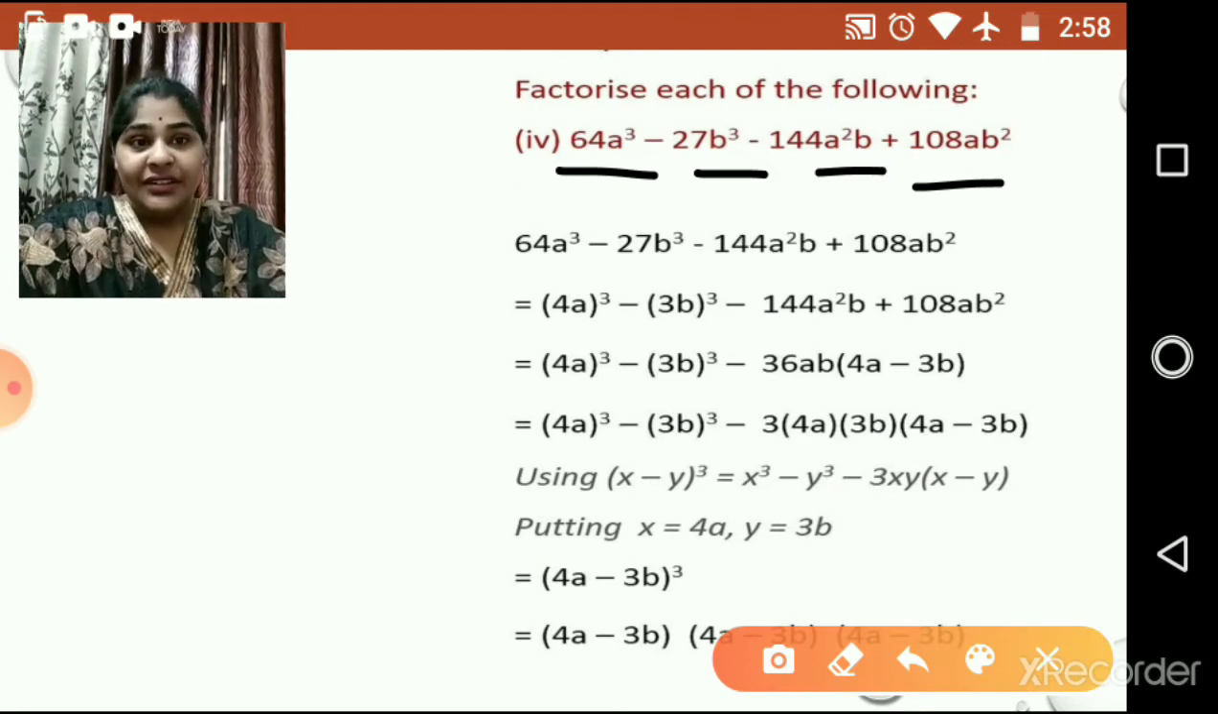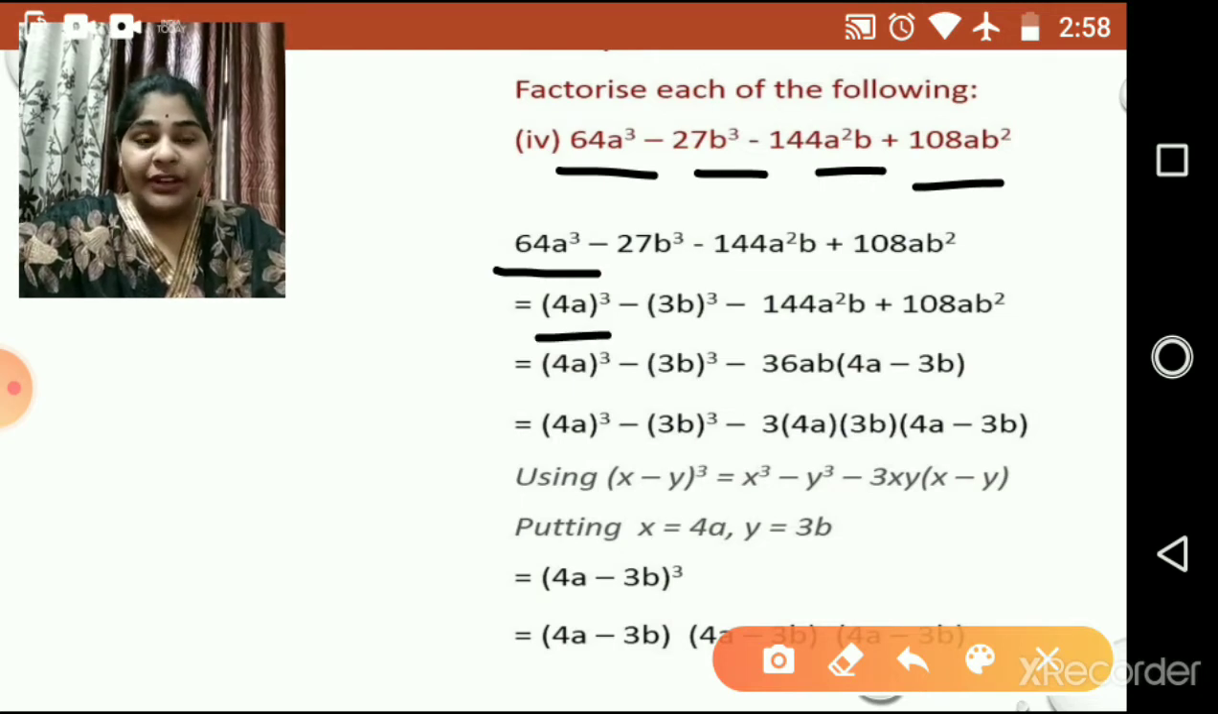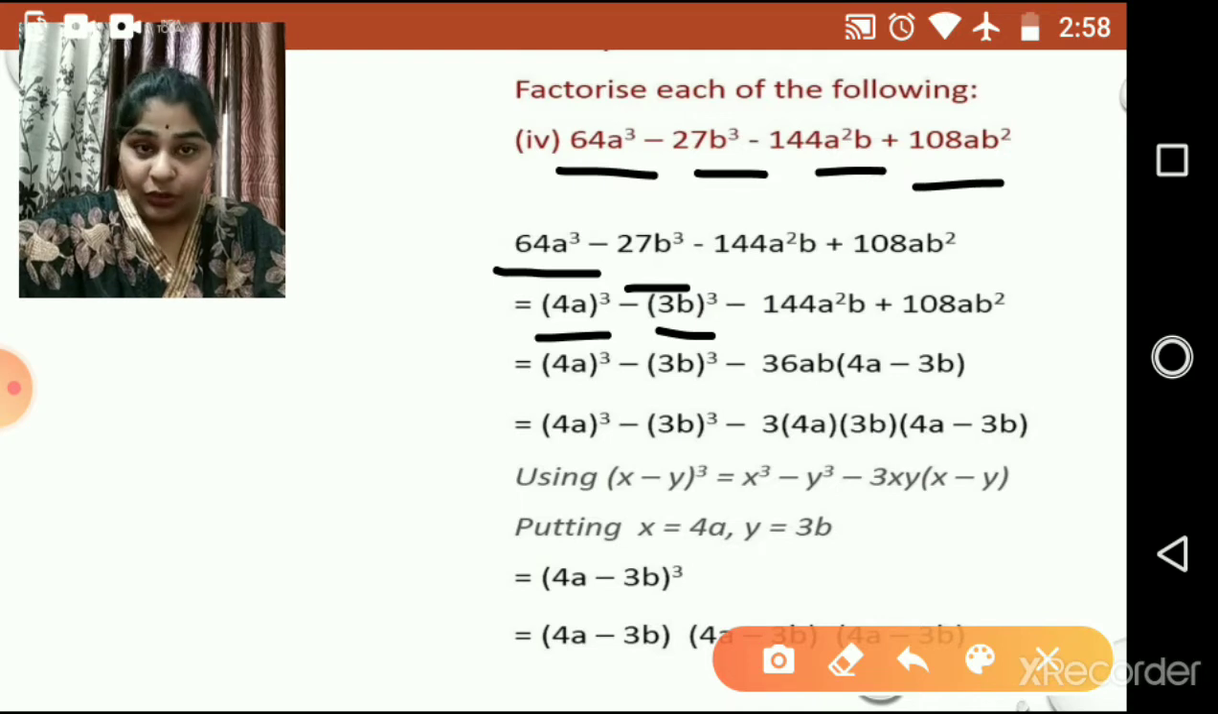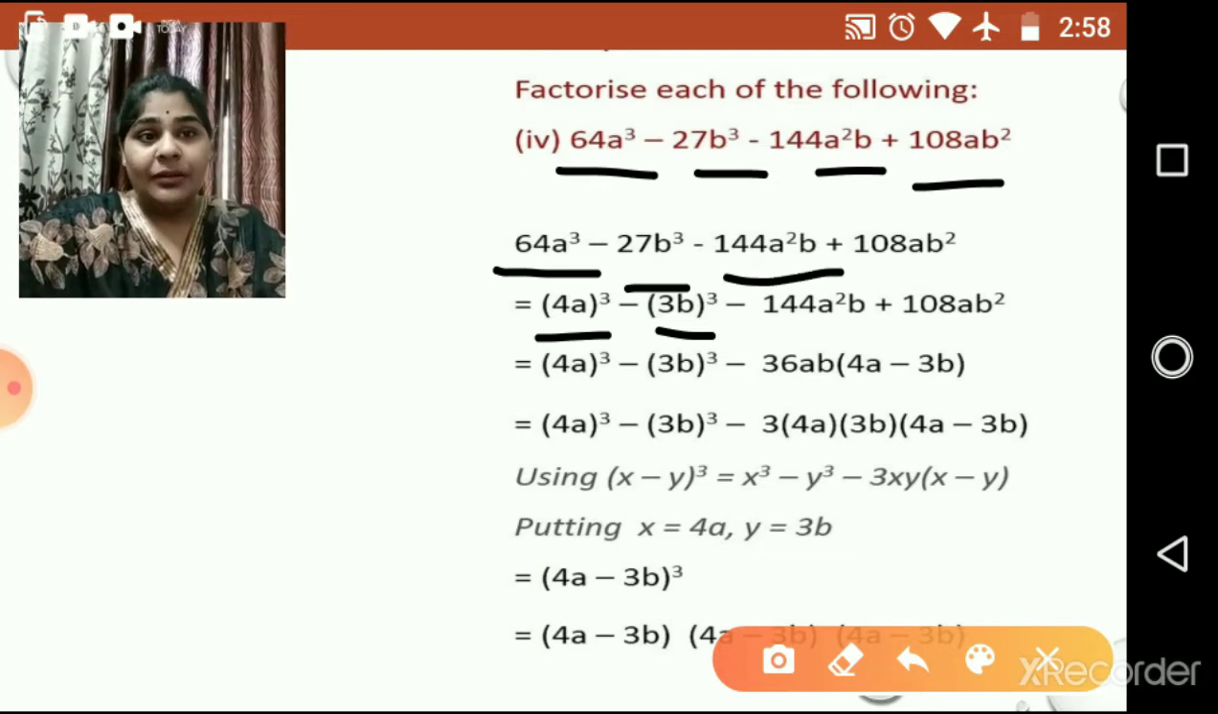So if you see here, it is 64a cube, which is written as (4a) whole cube, because I know 4 into 4 into 4, 4 cube is 64, right? And 27b cube is written as (3b) whole cube, because 3 into 3 into 3 is 27, that is 3 cube is 27. Again, the 144a square b will be as it is. 108ab square will be as it is.